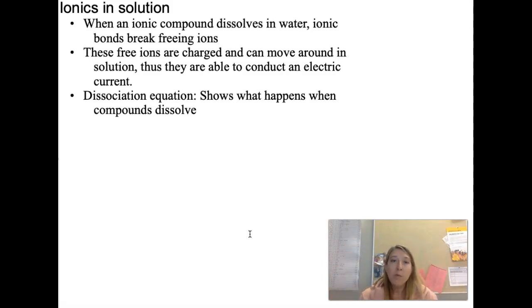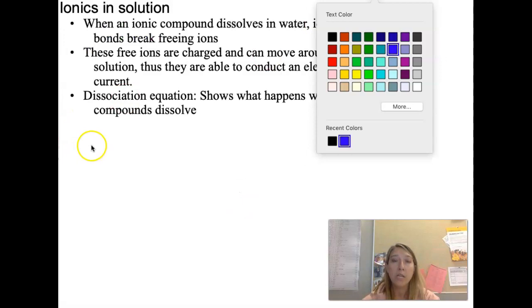So what happens when we put an ionic into water is it's going to dissociate. We say it dissociates because all the individual ions that were bound together in our solid are going to come off into separate ions. So we can write a dissociation equation.